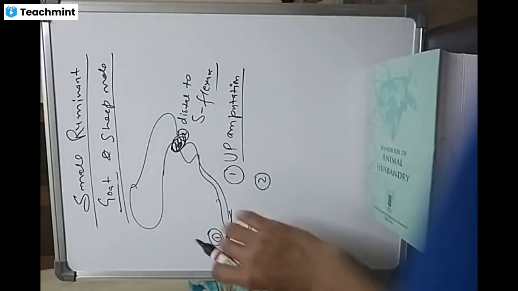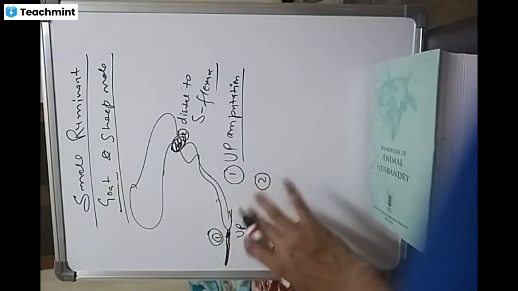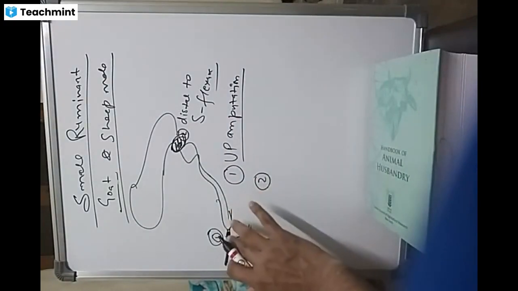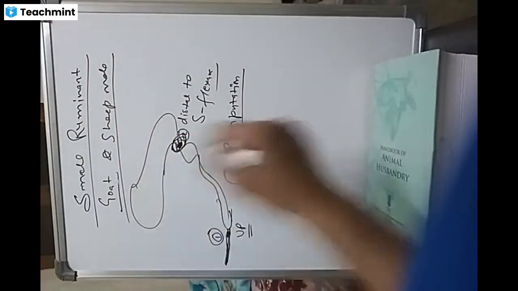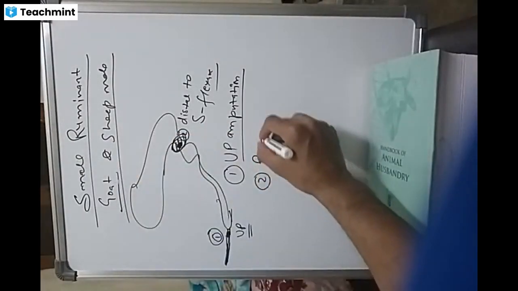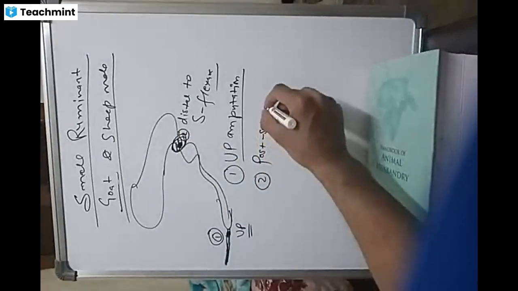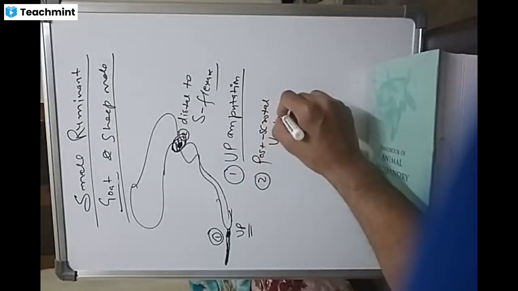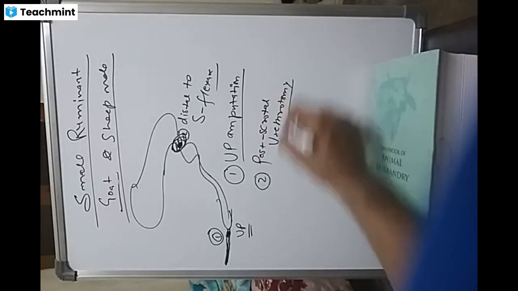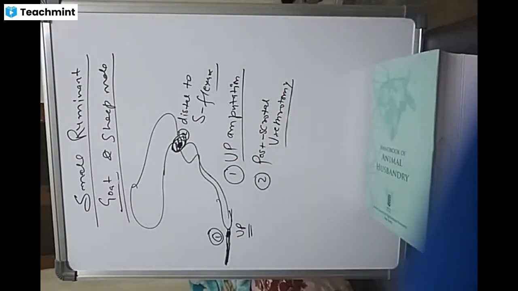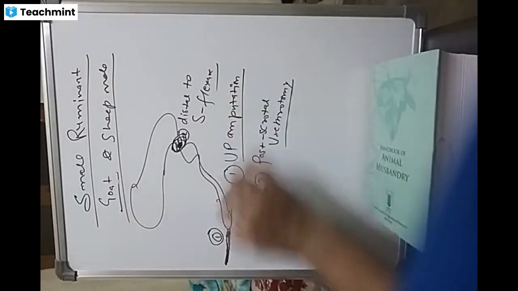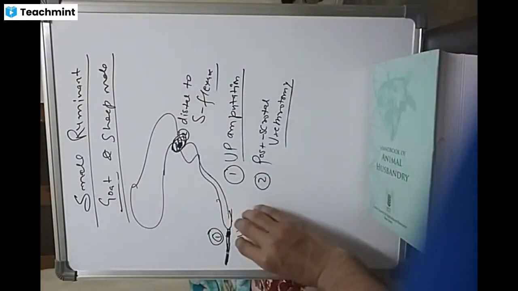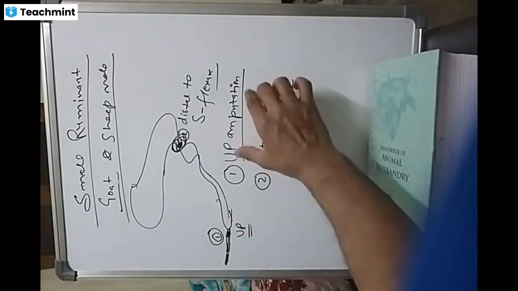Suppose these calculi are not present here, and they are present at this point, then your approach will be called post-scrotal urethrotomy. But first we'll see what is urethral process amputation. This is the most common site, so we'll start our surgical correction from the most common site.